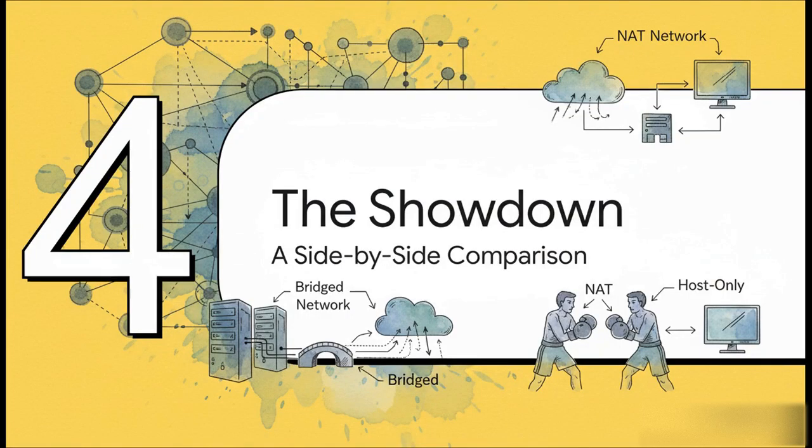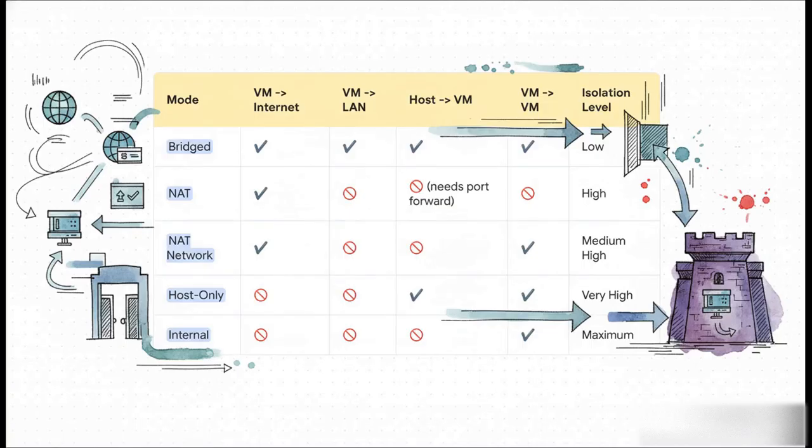Okay, wow, that is a lot of options, right? So how in the world do you choose the right one for what you're trying to do? Let's make it easy and put them all head to head so you can see the difference really clearly. Just look at this table. It lays out the trade-offs perfectly. You can literally see the whole spectrum here. On one end, you've got bridged mode, super low isolation, but it can talk to everything. And on the complete opposite end, you have internal mode, maximum, total isolation, but with zero connection to the outside.